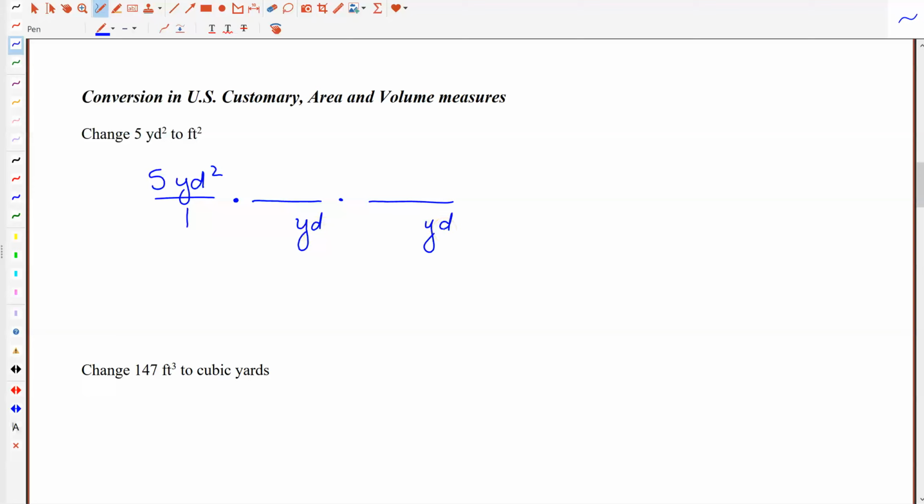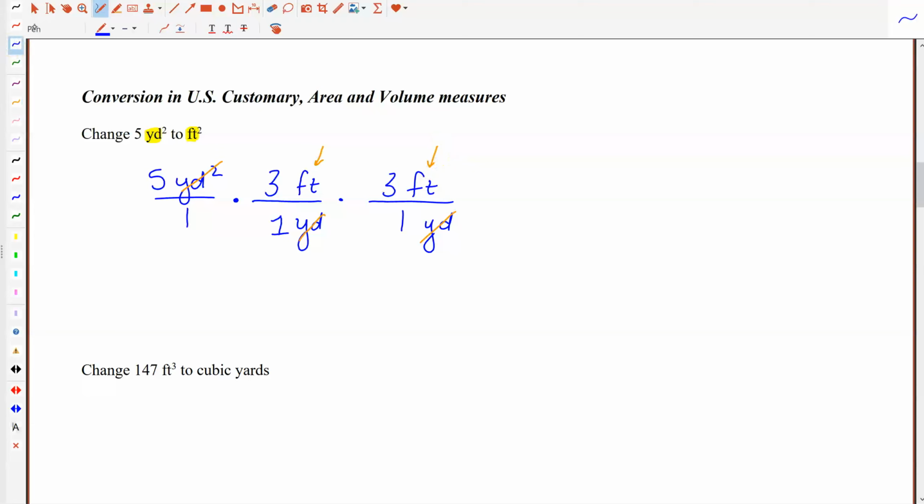Now I'm going to ask myself if I know a relationship between yards, what I'm in, and feet, which is what I want to go to. And the relationship is that there are 3 feet in 1 yard. So next to the yard labels, I'm going to put 1 yard. And in the numerator, I'm going to write 3 feet. So those are my conversion factors of the relationship of feet to yards. There are 3 feet to 1 yard. I'm going to do that for both of these fractions, 3 feet to 1 yard. Now my square yards will cancel with the 2 yard units in the denominator. And then what I'm left with is feet times feet, or square feet.